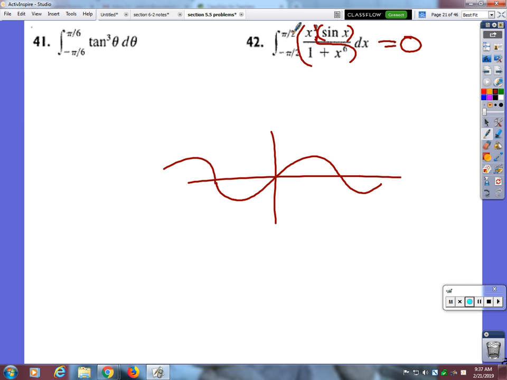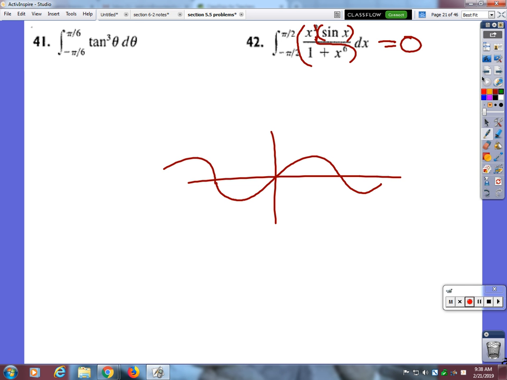Okay? So that's kind of a cheap shot. Because you look at that and you go, what in the world, what substitution could I possibly make to solve that? And the answer is you can't. And that's why it's just from negative pi over 2 to pi over 2. Yeah, you just have to know.